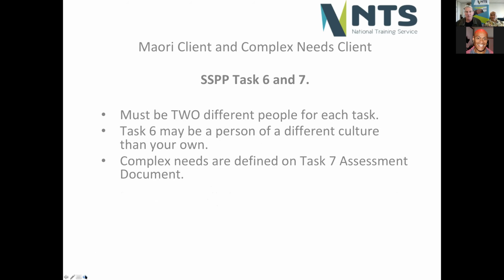So as we said right at the start, you'll need 2 clients to do this. One is a Maori client, one is a complex needs client. So they need to be 2 different people. So you might find a Maori person who is pregnant, so that person fits both the criteria for task 6 and 7. They're Maori, which is needed in task 6, and they're pregnant, which is a complex need. But for these 2 assessment tasks, they must be 2 different people. So you need a Maori client and a client with complex needs to describe their cases.